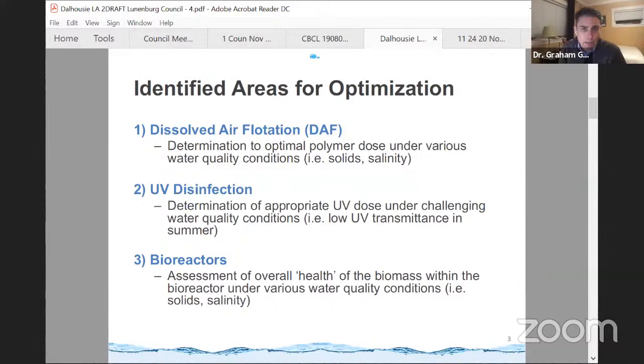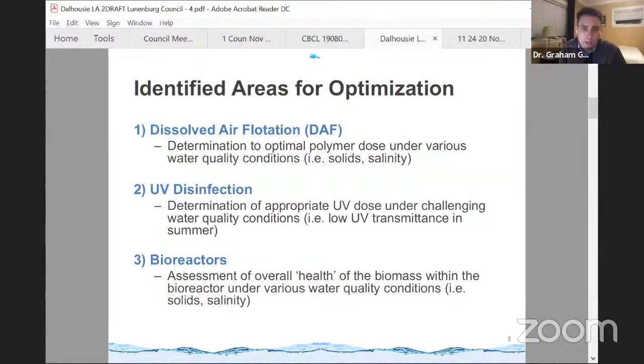So Sarah detailed some of the technologies already, just very quickly. We will look at dissolved air flotation as an optimization path because this is where the chemical additives are added, namely the polymer dose. And as Sarah described, we are also mindful of the salinity influences. So we are not just looking at background wastewater under base conditions, but also when it's challenged with higher seawater concentrations.